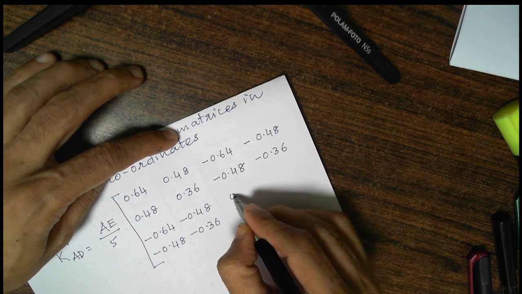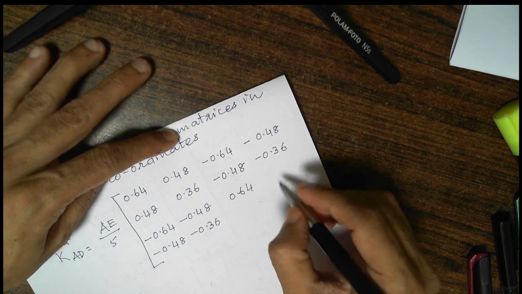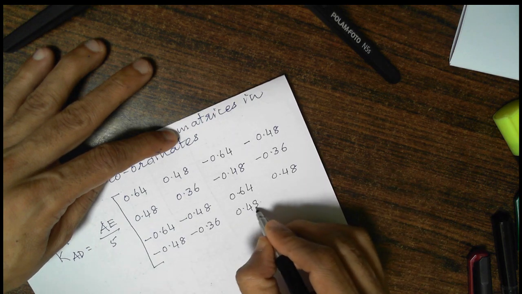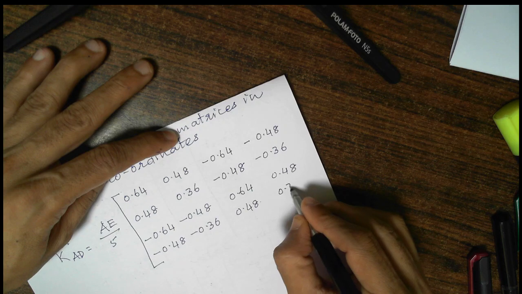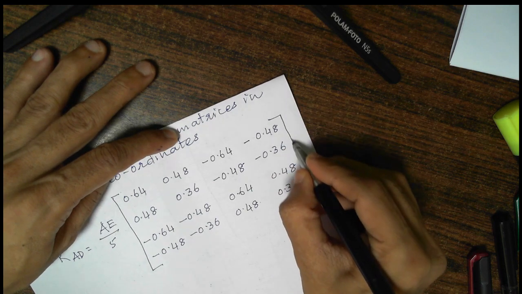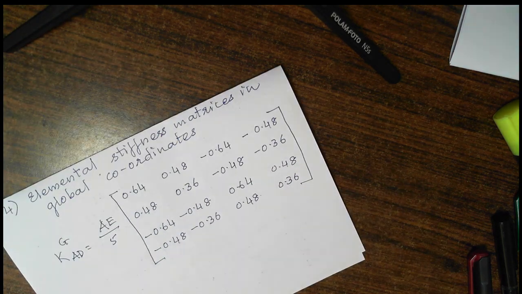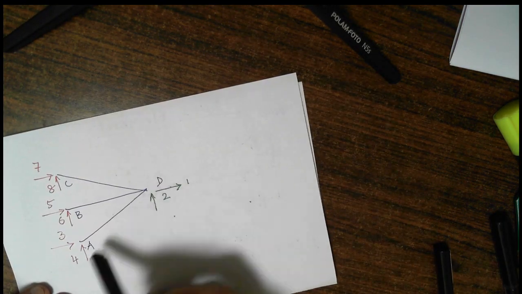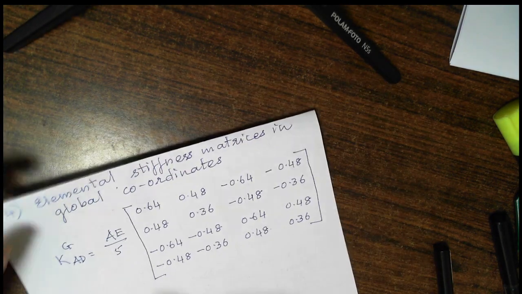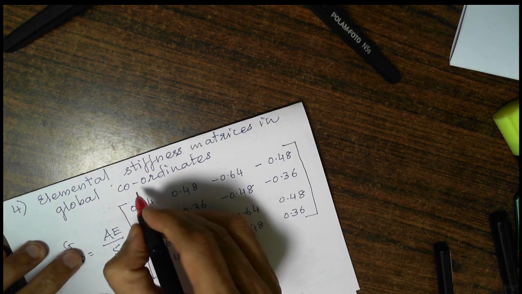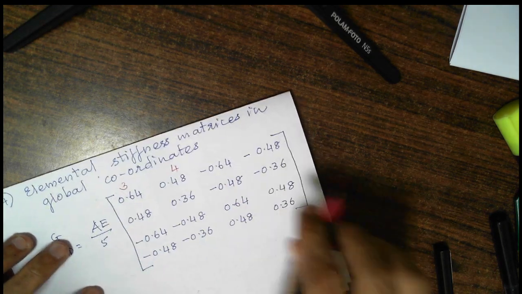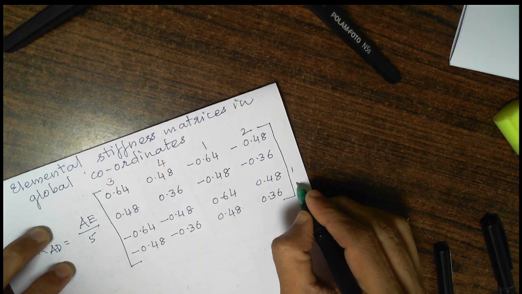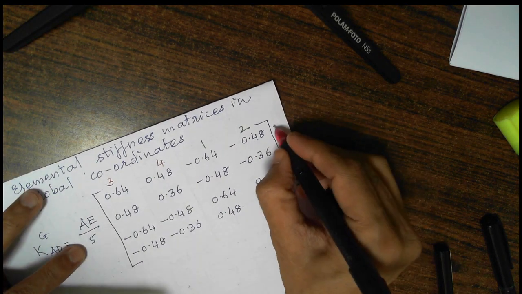This is again C square, that is 0.64. This is CS, that is 0.48. This is again same column, and now this is again S square, that is 0.36. So this is my matrix for AD, and as we have discussed, member AD will be termed as 3, 4, 1, 2. So I am writing the coordinates for member AD: 3, 4, 1, 2 by 3, 4, 1, 2.